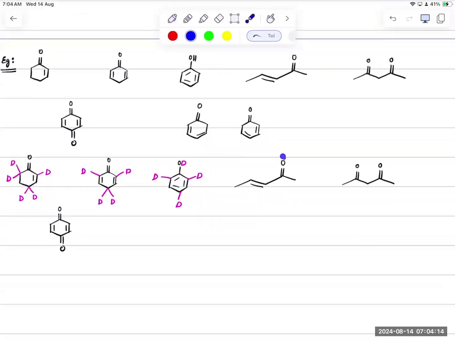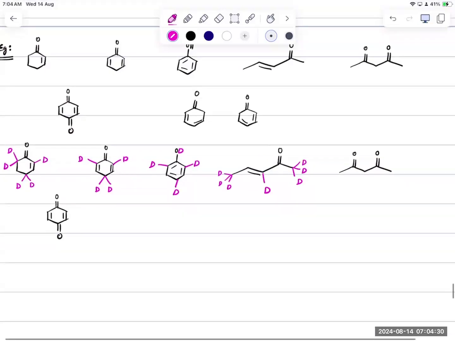See next, here there is a keto group. So all of these positions will have deuterium exchange. This is at the alpha position. And these three are also going to get deuterium exchange. And here, whatever deuterium is, that will also get exchanged. Similarly, here we can get two deuterium exchanges. Here we can get three deuterium exchanges, and here we can get three.